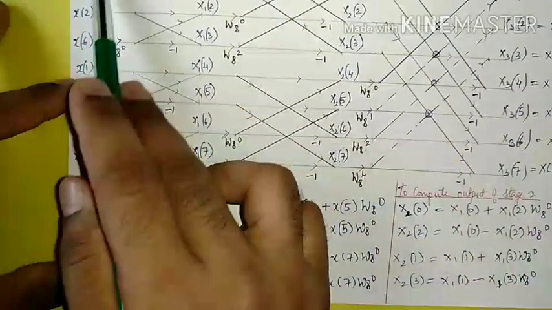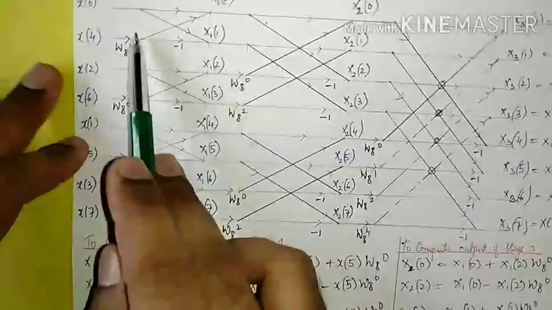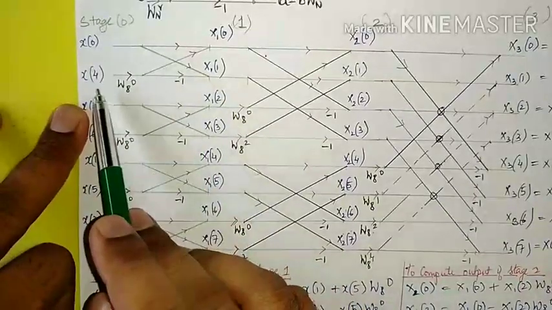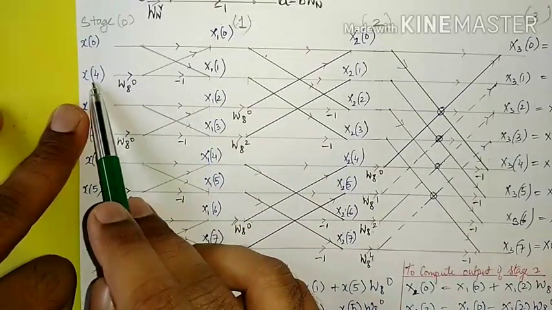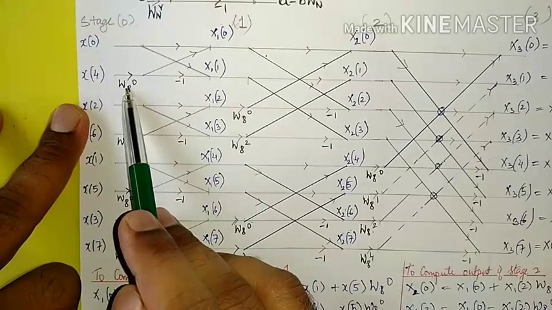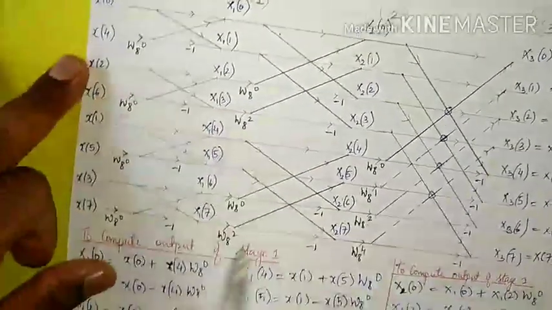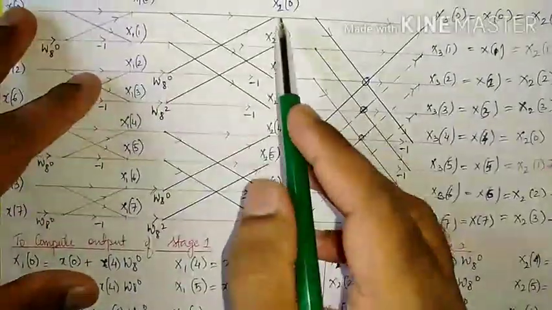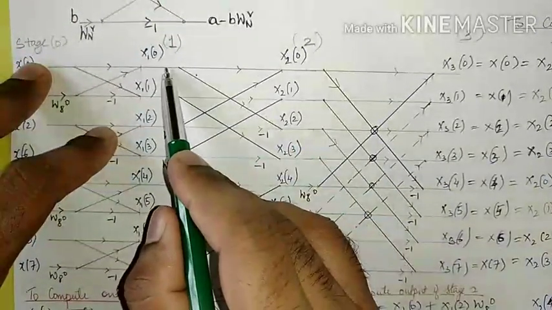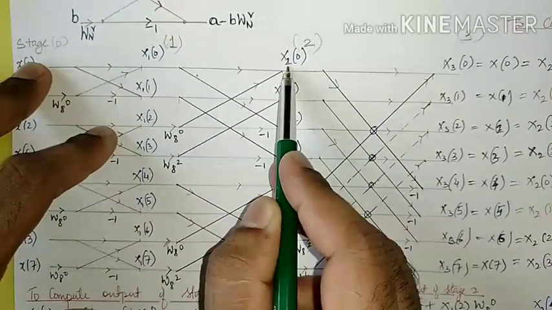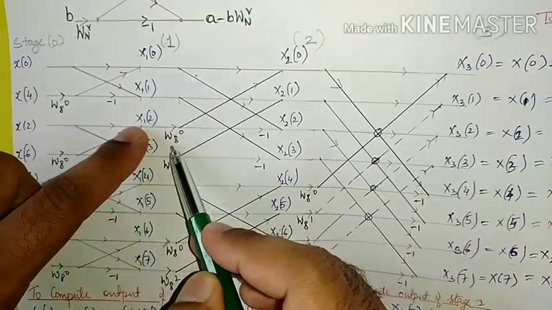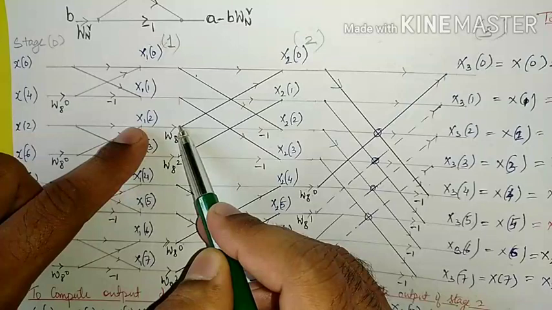x1 of 1 is x of 0 minus x of 4 into W80. So here are the relevant equations for stage 1. Now for stage 2, let's look at x2 of 0. You are getting x1 of 0 plus x1 of 2 into W80.